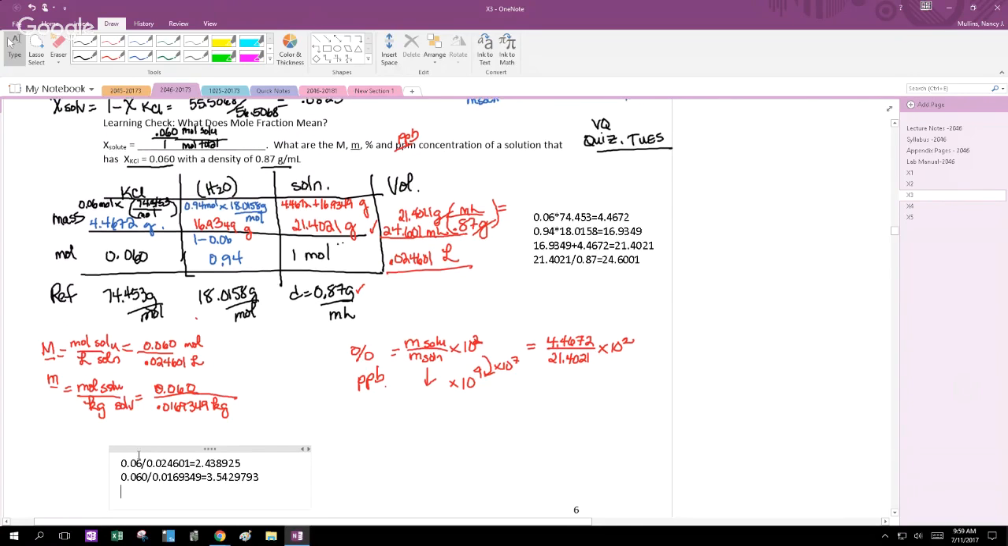In this case, the molality and molarity are not as similar because the density is a lot different from one. So don't be terribly surprised, but they should be a similar magnitude.